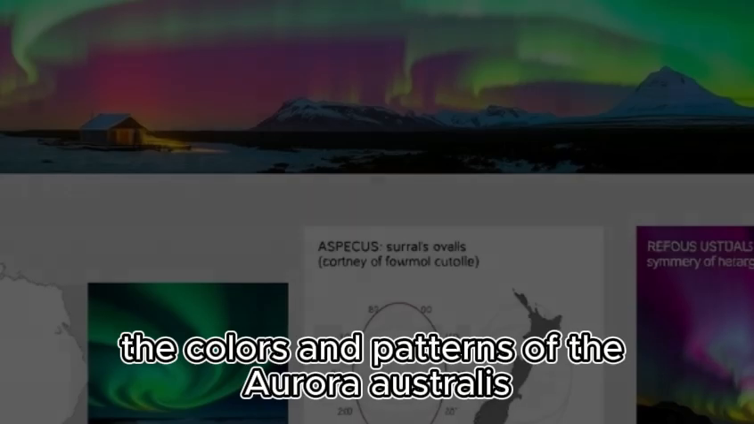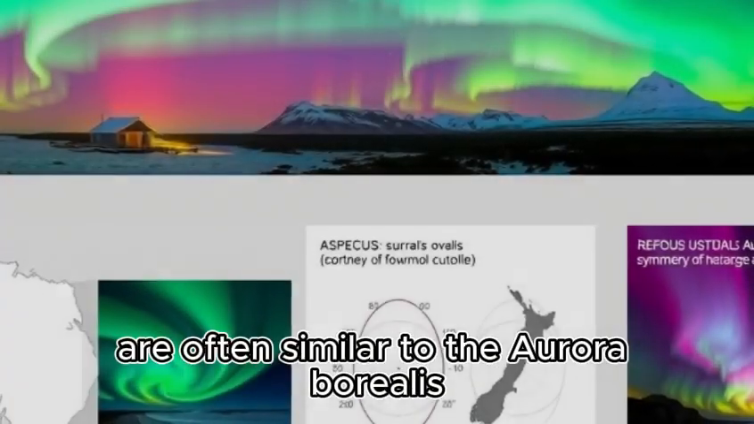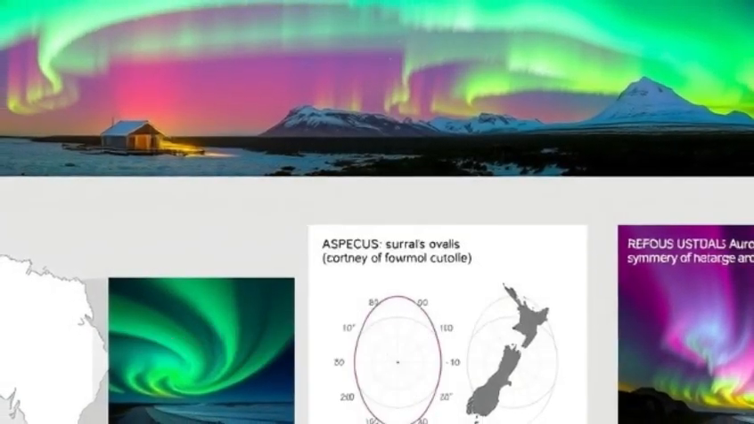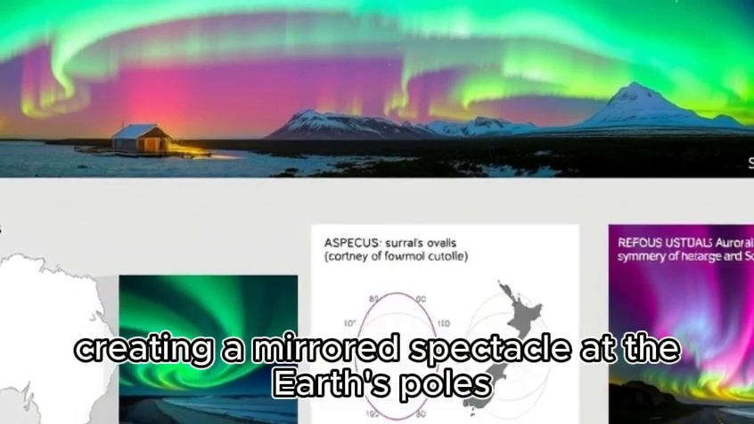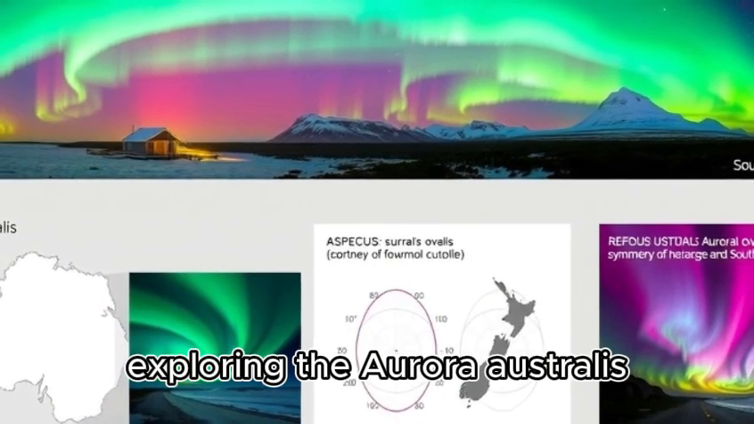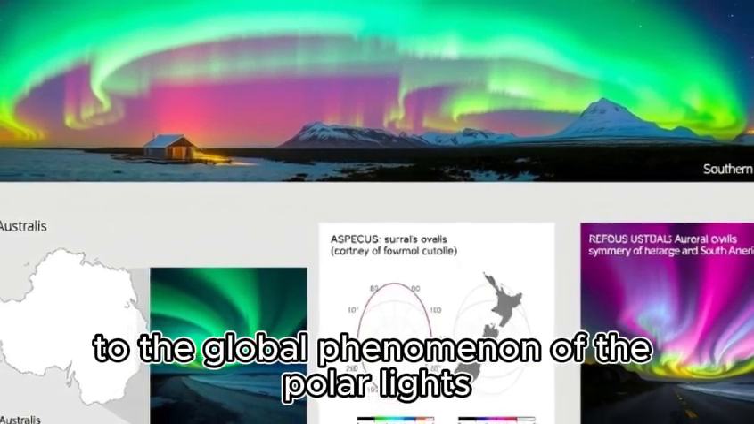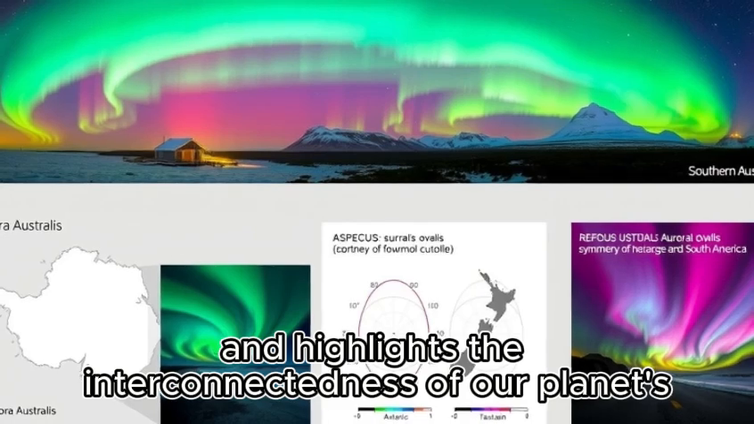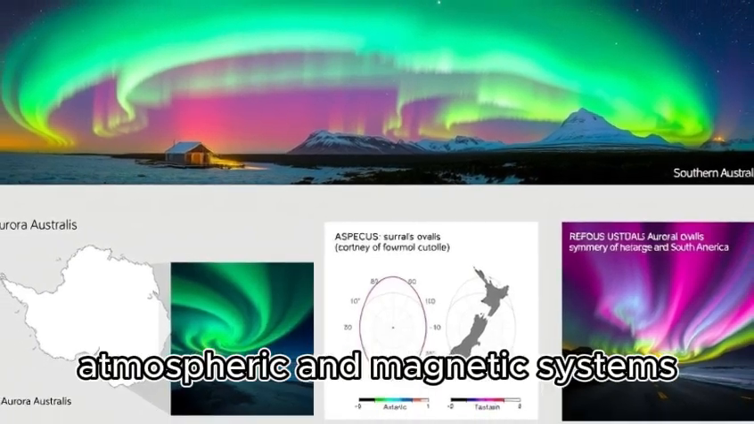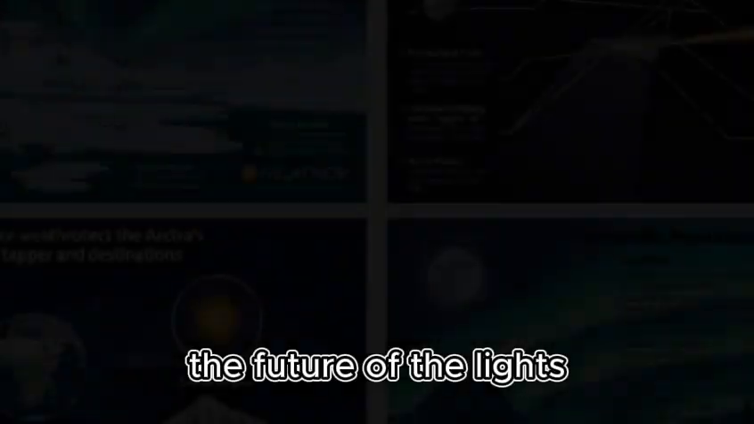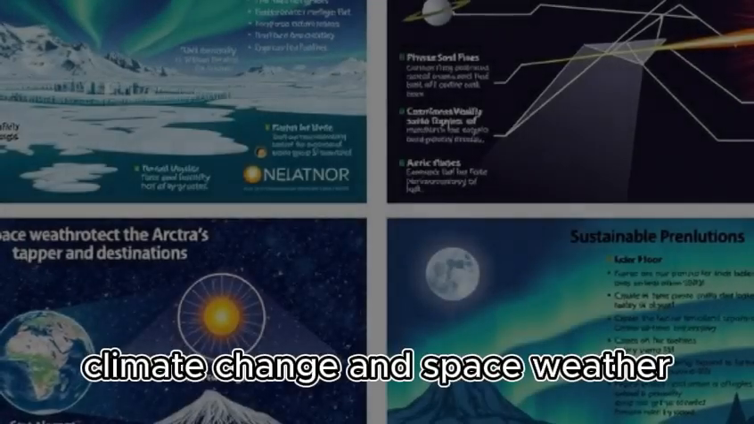The colors and patterns of the Aurora Australis are often similar to the Aurora Borealis, creating a mirrored spectacle at the Earth's poles. Exploring the Aurora Australis adds another dimension to the global phenomenon of the polar lights and highlights the interconnectedness of our planet's atmospheric and magnetic systems. The future of the lights, climate change and space weather.